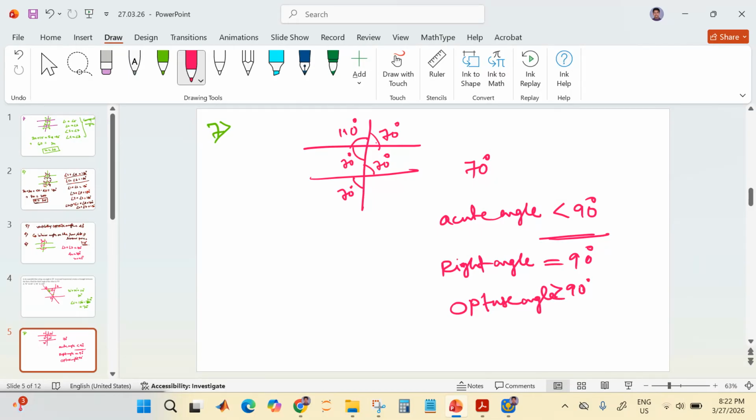Okay, so this is the technique. So 70 degrees, you can directly write the answer.